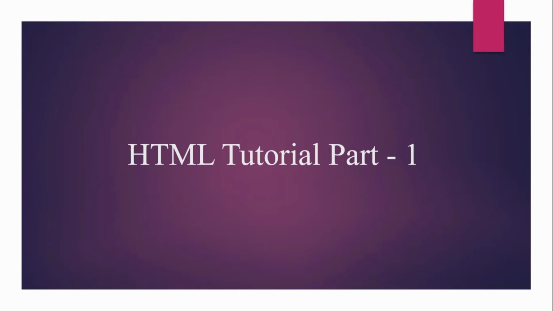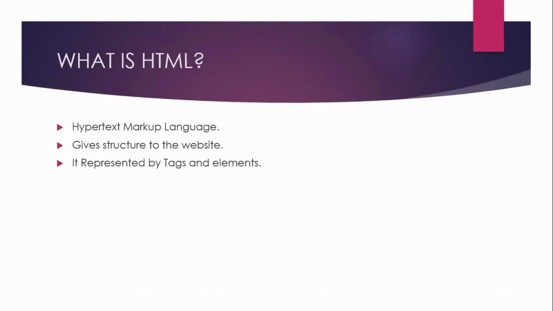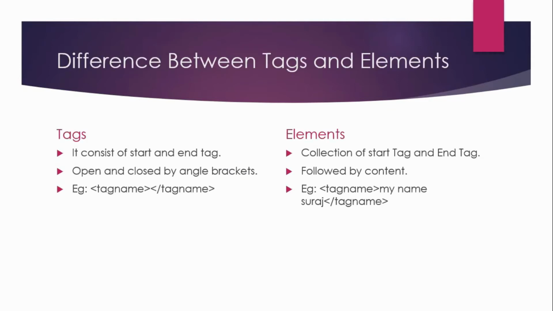So let us see what is HTML. HTML is nothing but a hypertext markup language which gives a structure to a website and is represented by tags and elements. So if you are learning HTML, you should know the difference between tags and elements. A tag consists of a start tag and an end tag. It is opened and closed by angle brackets. You can see the example given below in tags.